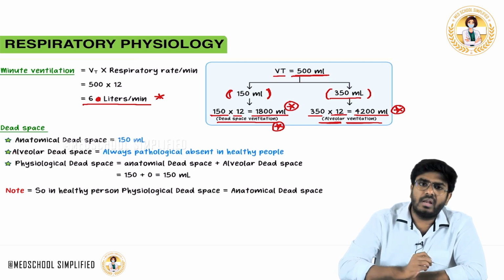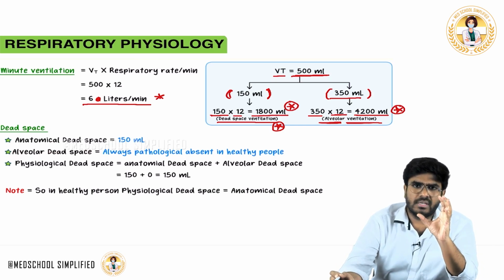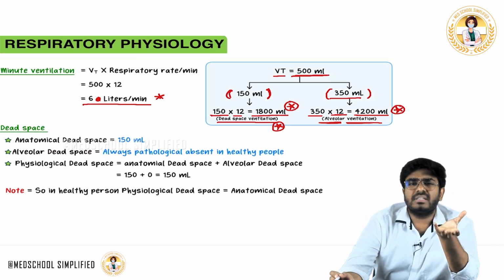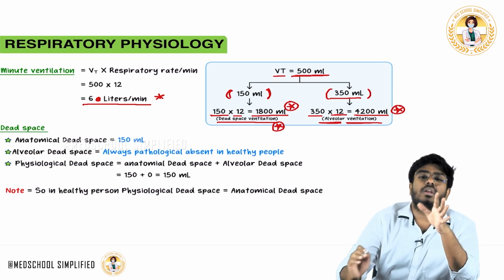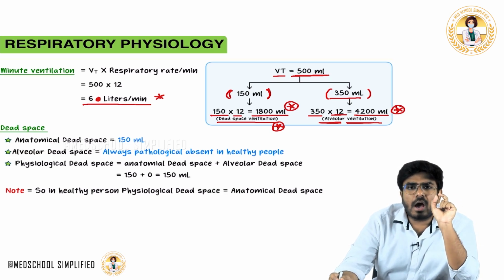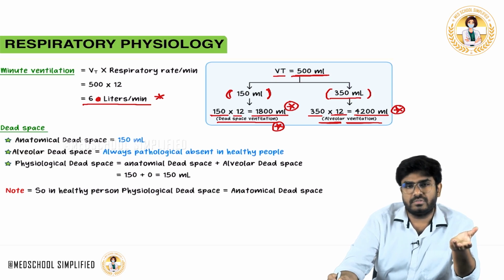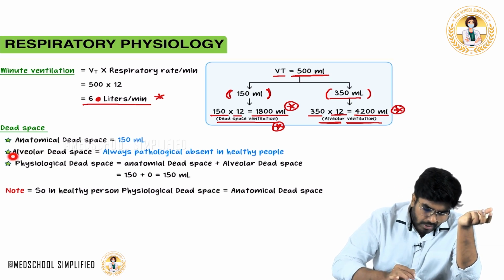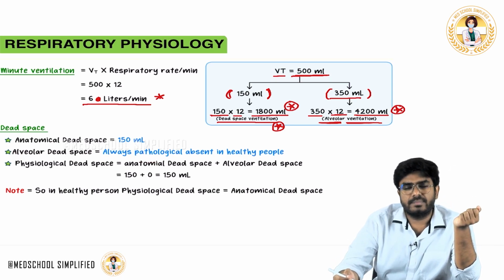Now what is alveolar dead space? Alveolar dead space is simple. Understand like this: there is some alveolar damage. Because of some alveolar damage, exchange of gases is not happening. So alveolar dead space is an absolute pathology which is not seen in healthy individuals. It is always pathological, absent in healthy individuals.